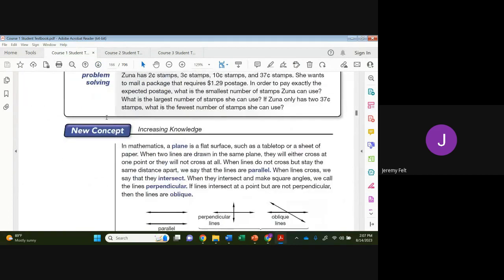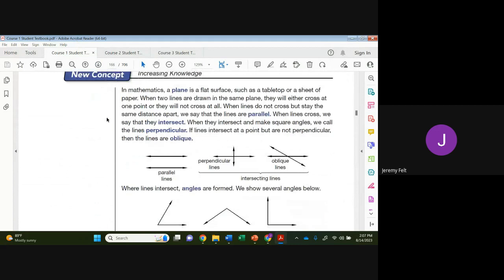All right, angles. We all know what angles are. Okay, so in mathematics, a plane is a flat surface that continues on infinitely in all directions, and it's two-dimensional. If we have a line, it's one-dimensional, but it continues on infinitely within a plane. If we have parallel lines, that means that they're going to run forever and they're never going to cross.